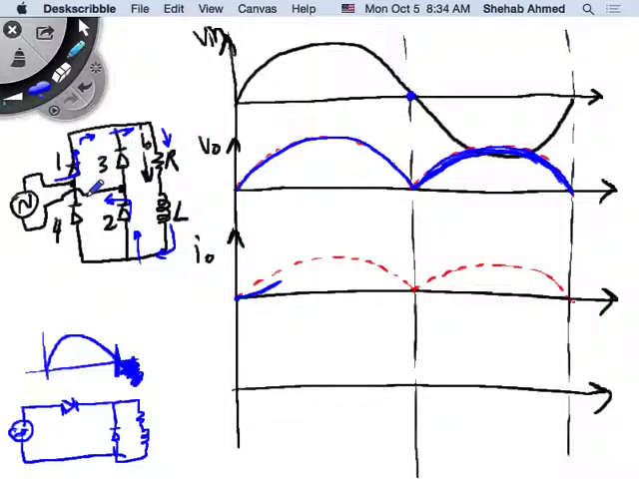So they start conducting. If 3 and 4 are conducting and 1 and 2 are not, then the output voltage will look exactly like the case with the resistor. But how will the current react? The current reacts differently. The current for the resistive case was this dotted line. How about for this RL case?